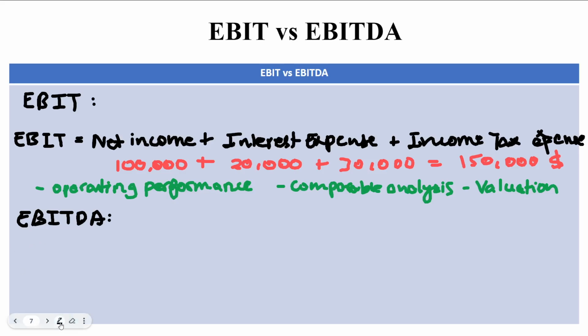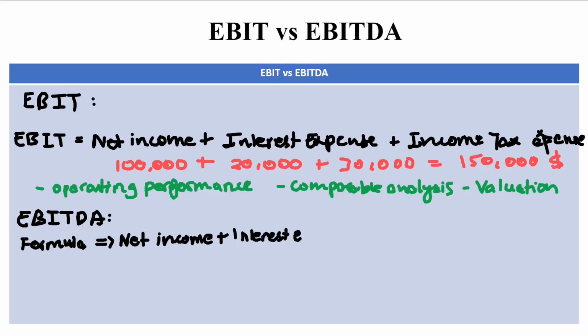I'm just going to write it here. Formula. The formula goes the same as EBIT, so I'm going to write the same thing again: net income plus interest expense plus income tax expense. All right, so up to here, it's the same.